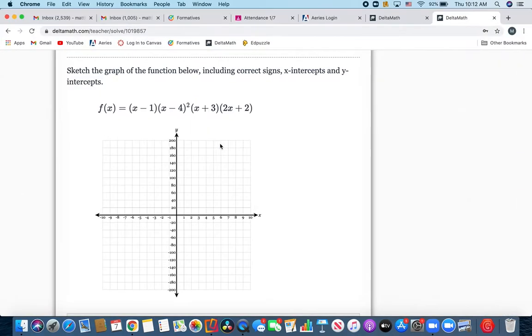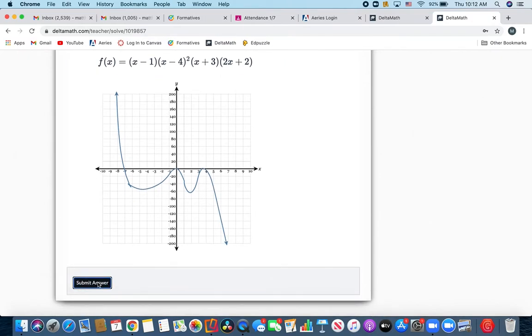Now what I'm going to do, you guys, is show you on Delta Math how to do it. So I'm going to start from my left, and you got to drag it with your mouse. So, okay, as you can see, I messed up. So it's going to cross at -7. It's going to bounce off of there at 0, and it's going to bounce off of 4. Something like that.